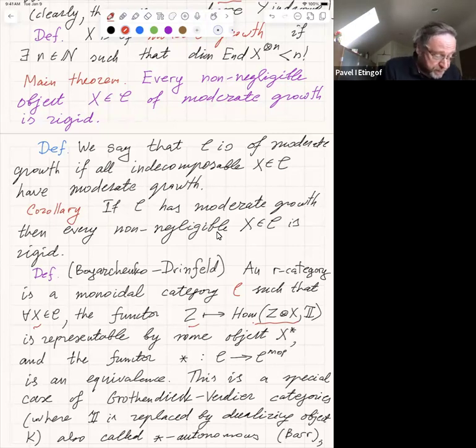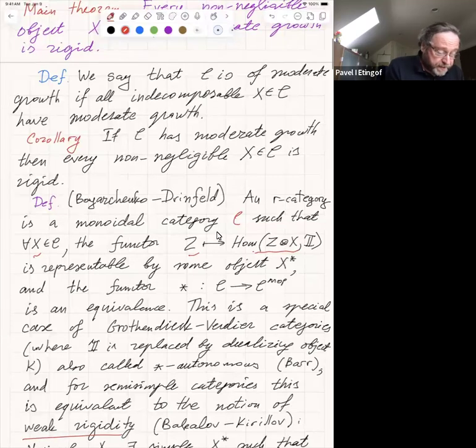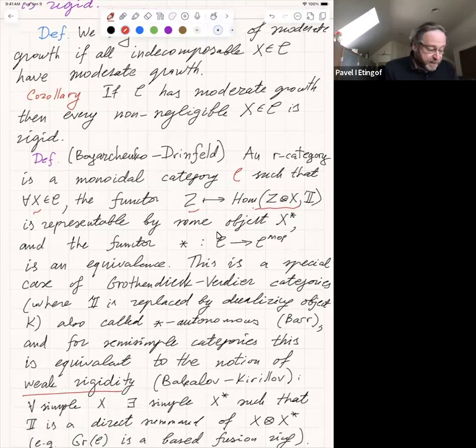The condition is that this functor should be an equivalence. So that's a special case of Grothendieck-Verdier categories, as I said, which are more general, and one is replaced by a dualizing object K. Such categories are also called star autonomous, and they appeared in the work of Barr a long time ago. But for semi-simple categories, this is equivalent to the notion of weak rigidity.